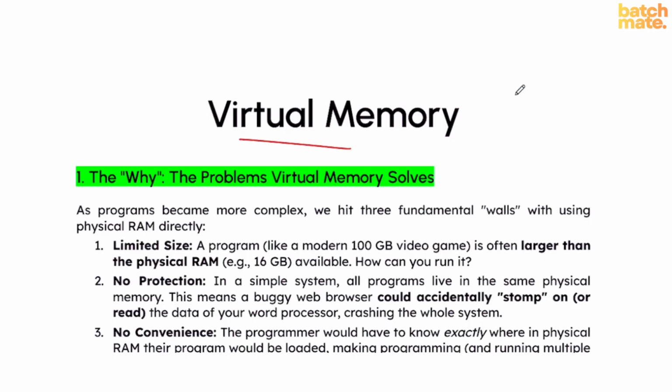A modern video game is often 100 gigabytes in size, but your laptop only has 16 gigabytes of physical RAM. Mathematically, 100 cannot fit inside 16. It is physically impossible. Yet, you double-click the icon and the game runs perfectly. How? The answer is a clever illusion managed by the operating system called virtual memory.